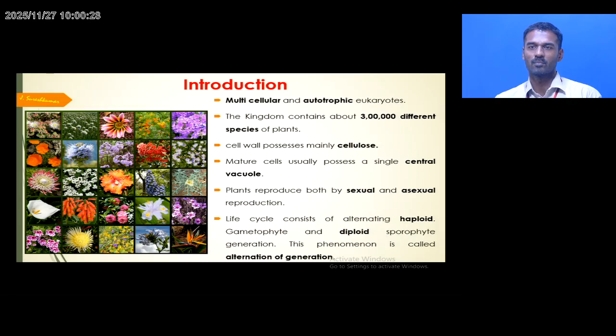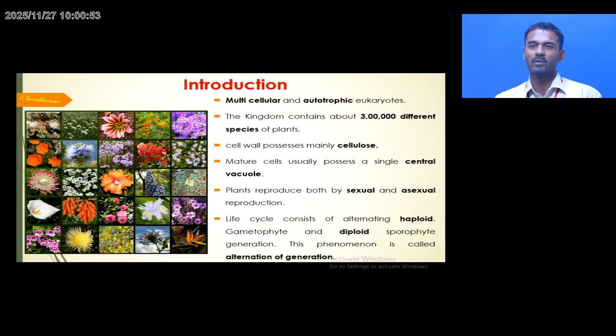Then there are some unique characters of plants. They have a cell wall, which is made up of cellulose. Another special character is the vacuole. Vacuoles have a major role in the storage of food, and they are present in plant cells.